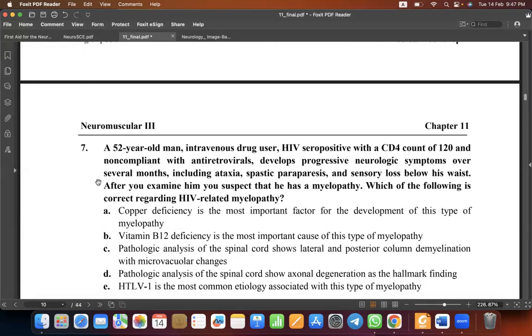Okay, sometimes HIV itself can cause dementia. HIV can cause aseptic meningitis. HIV can cause myelopathy as well. So certain things we should remember in a patient with HIV associated myelopathy.